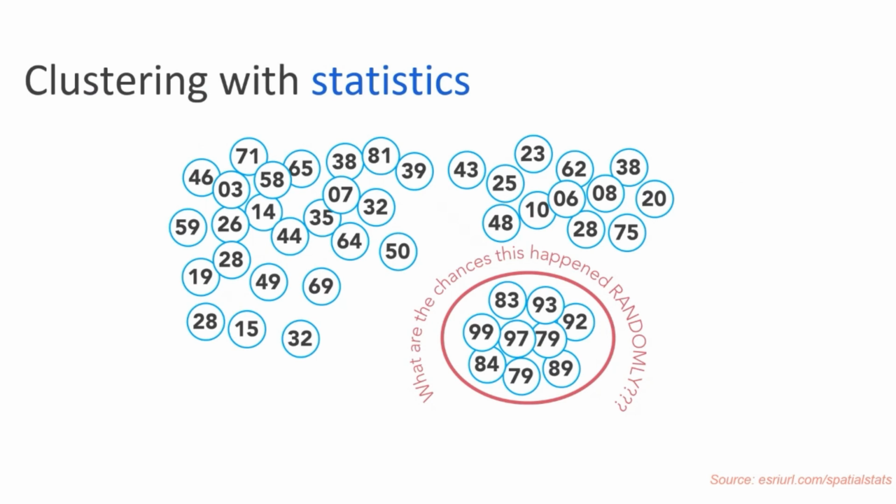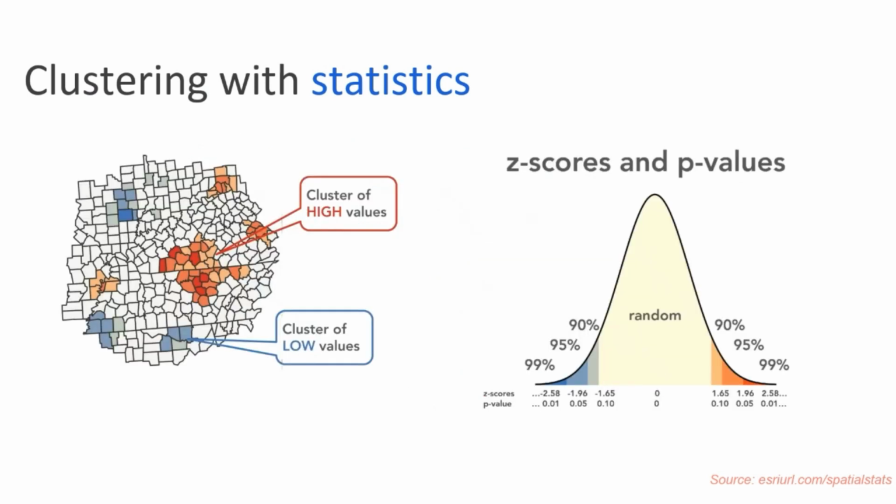We are trying to identify what are the chances this particular pattern is happening due to random chance, or is there something going on behind it? Or is there any spatial concept that is causing this pattern? So to answer this question, we use z-scores and p-values. Z-scores are the standard deviations from the mean, which means how far away your data is from the mean value. And p-values are the probability that the particular pattern happened due to chance.